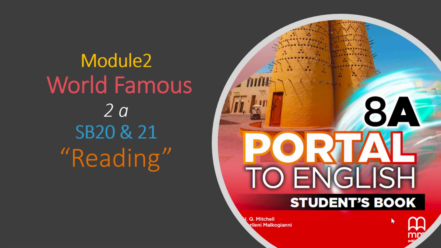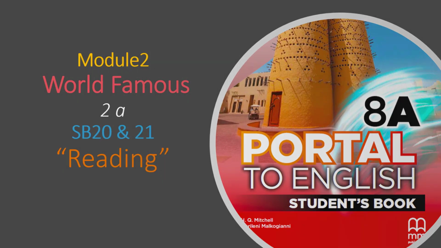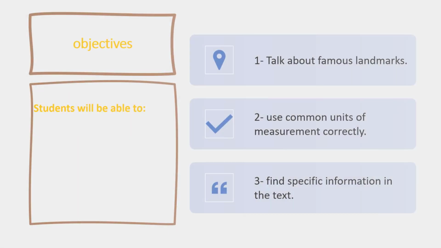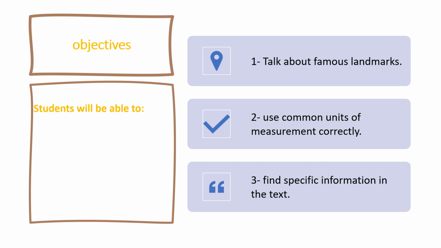بسم الله الرحمن الرحيم. أعزائي طلاب الصف الثامن، أهلا وسهلا فيكم اليوم بدرس جديد من موديول 2 وهو الدرس الأول 2A Students Book page number 20. Of course the lesson today is reading lesson. At the beginning, before we start with the lesson, we need to introduce the objectives of our lesson today. So the objectives أو أهداف الدرس لهذا اليوم: 1. To talk about famous landmarks. 2. To use common units of measurements correctly like centimeter, kilogram or even ton.